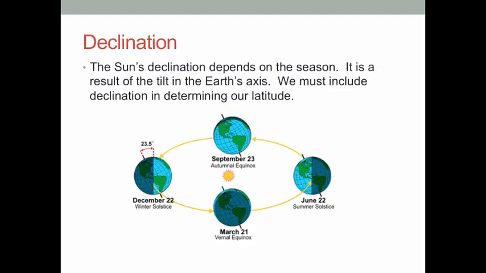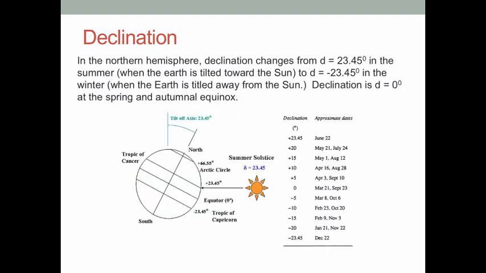Now we also have to know the sun's declination, which depends on the season, and it's a result of the tilt of the Earth's axis of rotation. We include this declination when we're finding our latitude. So in the northern hemisphere, the declination changes from 23.5 degrees in the summer, when the Earth is tilted toward the sun, to negative 23.5 in the winter when the Earth is tilted away from the sun. And the declination is 0 degrees at the spring and autumnal equinox.